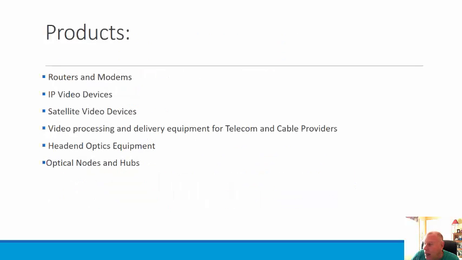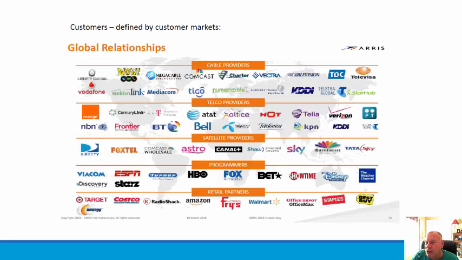Looking at it now, there are their products. You can see the products that they have, and customers. When I look at customers, they've defined their market by cable, and you can see the different cable companies. Telecom providers, they have equipment that's used for telecom. They have equipment that's used for satellite, for programmers, those that produce content, and the retail partners. So you and I buy from these retail partners. So those are customers that they define.